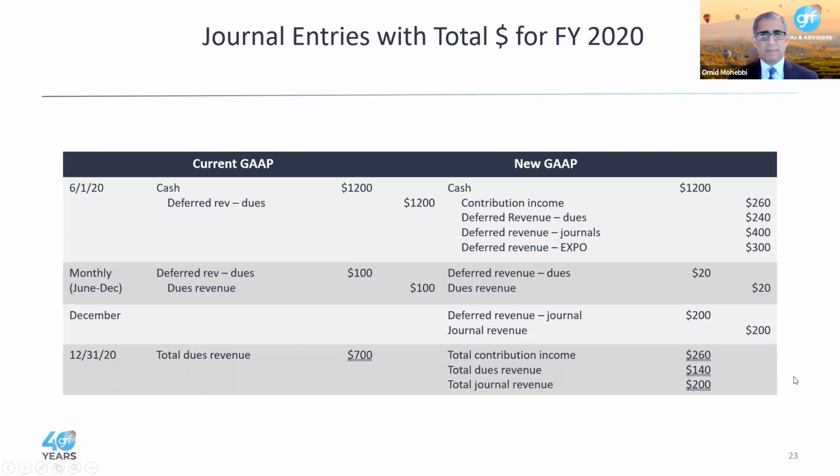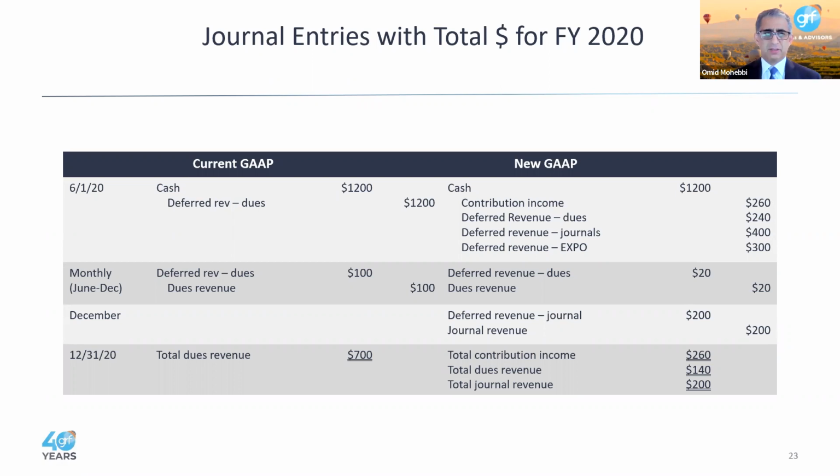Thanks, Trevor. So we're going to give you the treatment under the current GAAP and also the treatment under the new GAAP if 606 is implemented. As we all know, under the current GAAP, the journal entries are pretty simple. The cash comes in, so we debit cash for $1,200. The revenues have not been earned yet, so we credit deferred revenues dues also for $1,200.